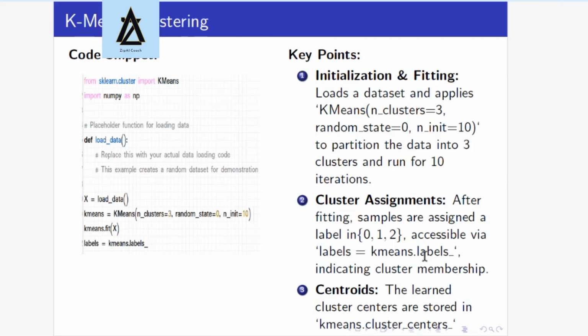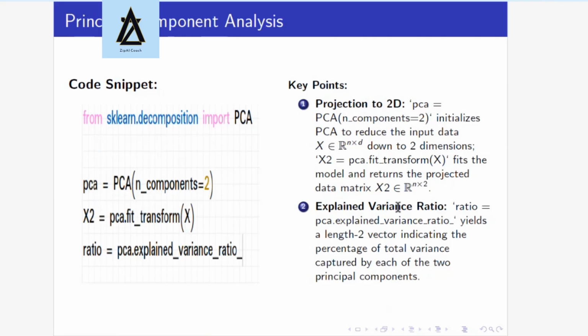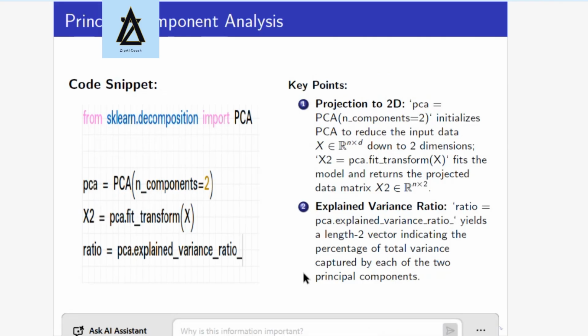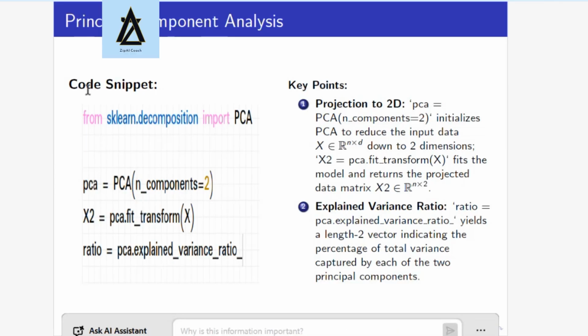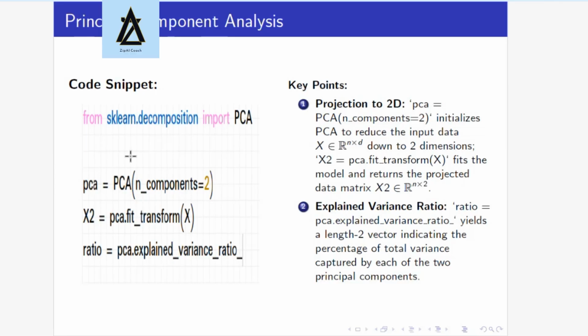All the thing is you first understand the machine learning technique and then go through these steps. Writing code is very much easy. Then comes the principal component analysis. Here the key points are to define the 2D matrices, initialize PCA and reduce down to 2 dimensions, and then the variance ratio. And this is the code snippet which you can run.